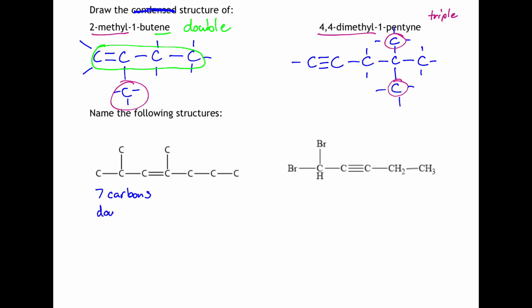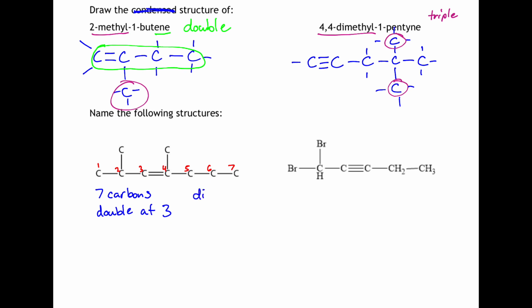double at, what number should I give my double? It should be the number 3. So the double's at 3, basically 1, 2, 3 is basically going to be where my numbers are set at. So my numbers are going to be 1, 2, 3, 4, 5, 6, 7. That's where my numbers are going to be. What else is happening in this particular molecule? I have a methyl at 2.